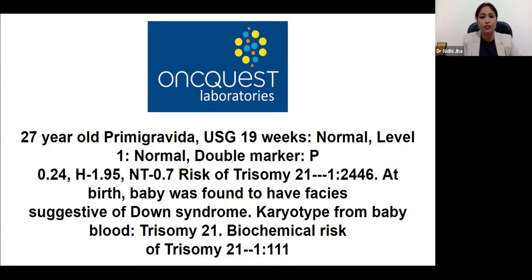And even the age, I think, was 39. How much was the age? 29. The age is not significant, but there were both biochemical and ultrasound markers. So I would always advise invasive testing. But still, if they don't agree, then we have to go for NIPT.